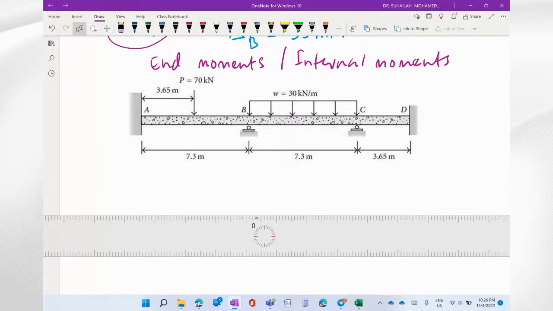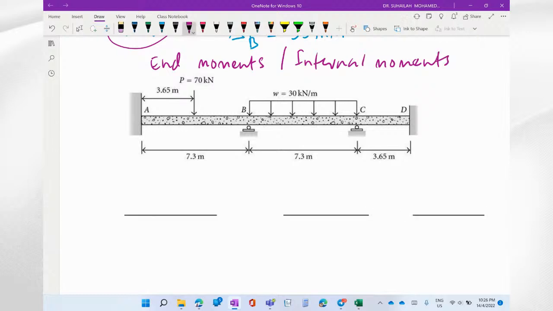So let's start by drawing the elements or the members. 1, 2, and 3. So these represent members. Member AB, this is A, B, then B, C, and C, D. So all these are members.